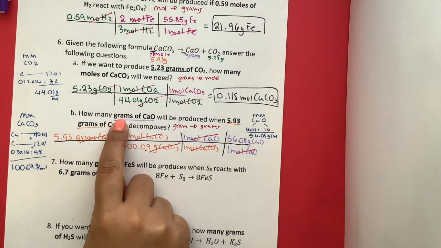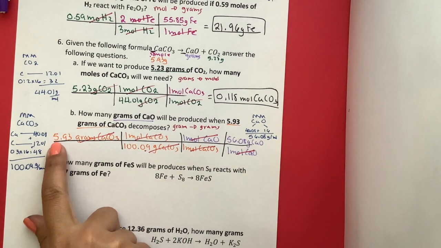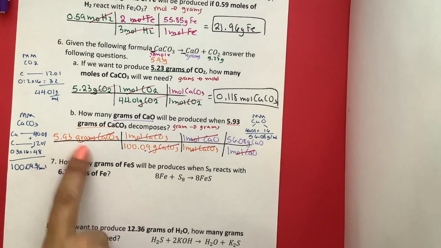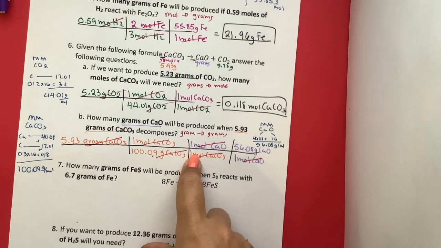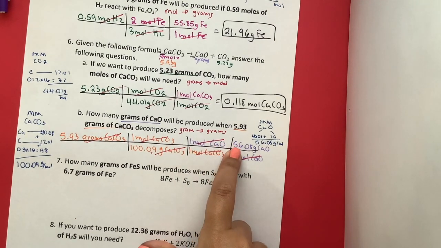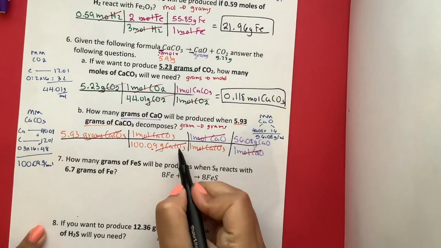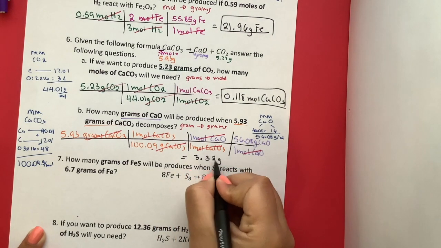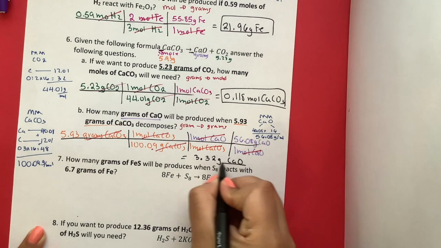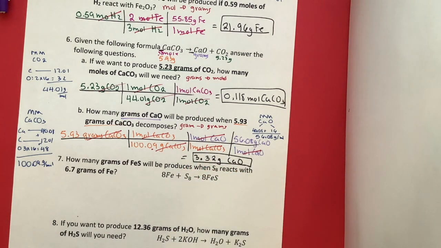So now I'm going to get my calculator, get 5.93 divided by 100 times 1 divided by 1. You don't really have to calculate that. Times 56.08. And I get 3.32 grams of calcium oxide.